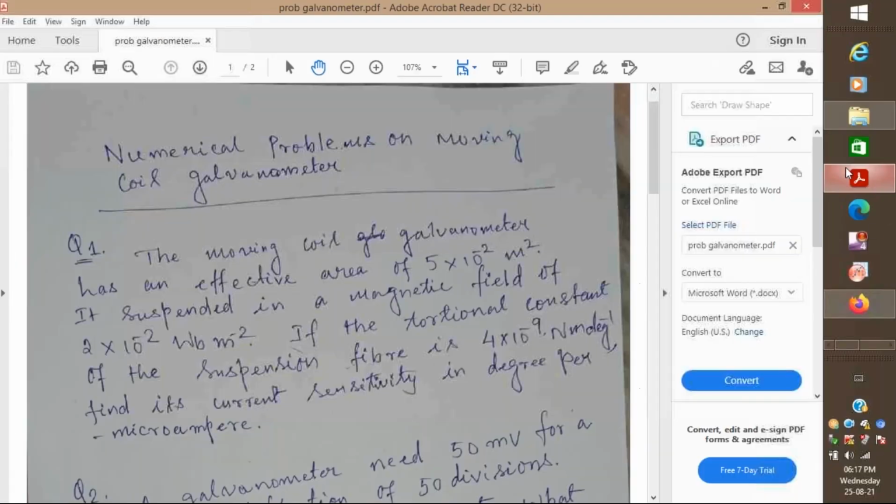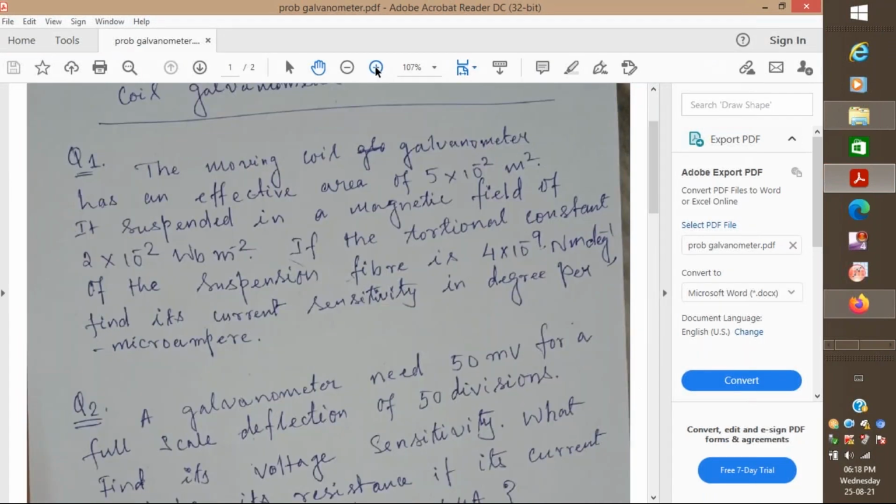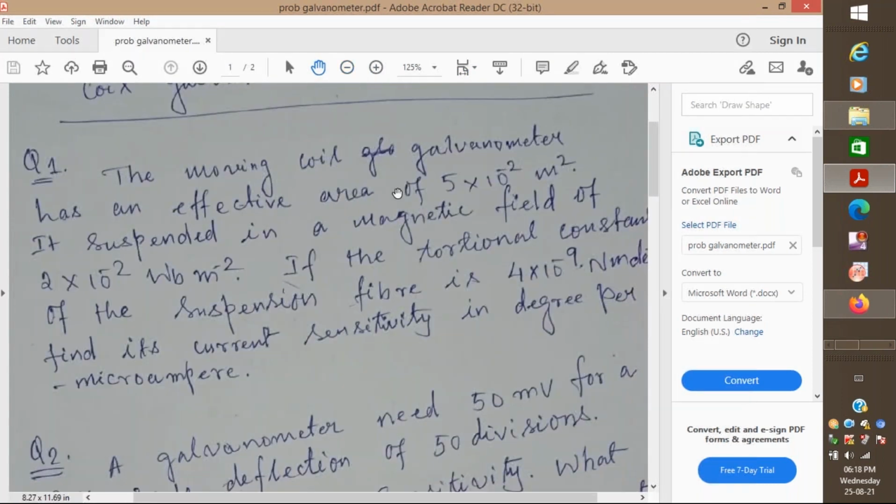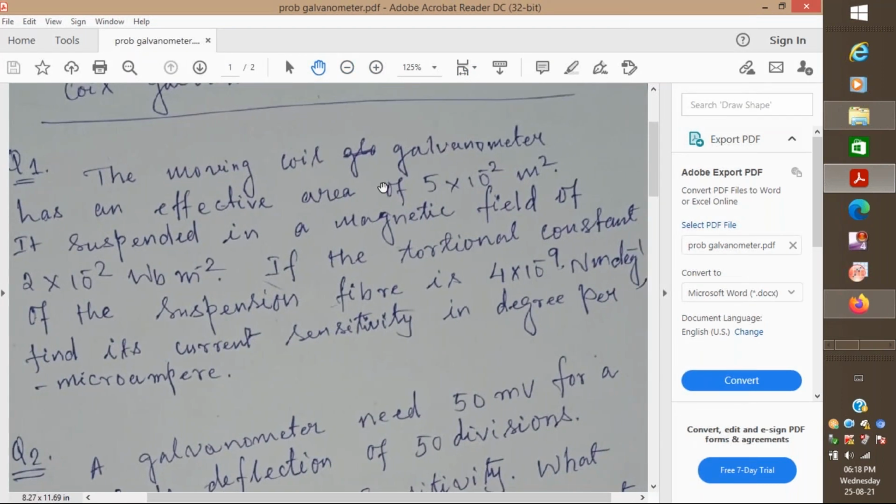So this question is, look, I hope you people are able to read my handwriting. Otherwise, I am reading anyway. So the moving coil galvanometer has an effective area. Effective area is given 5 into 10 to the power minus 2 meter square.